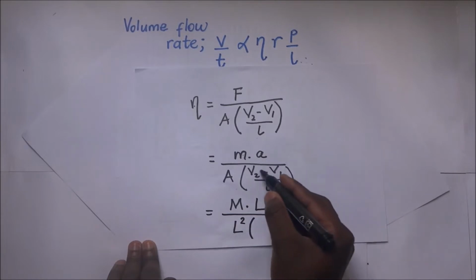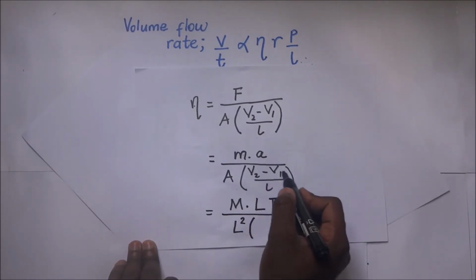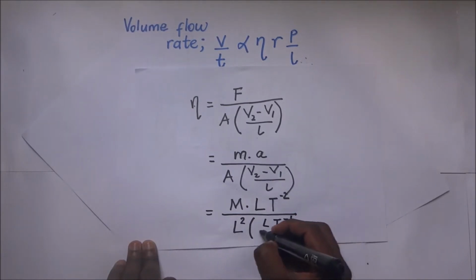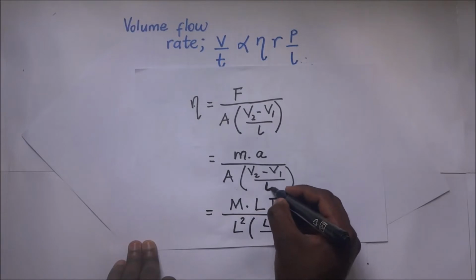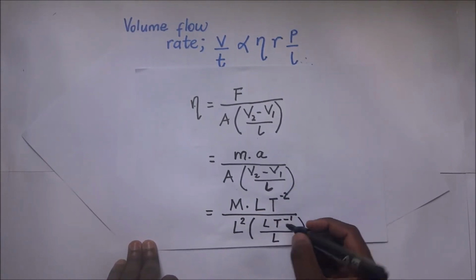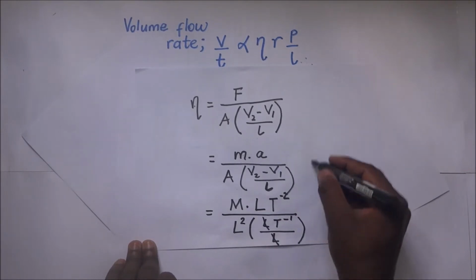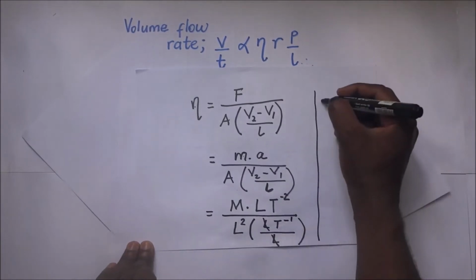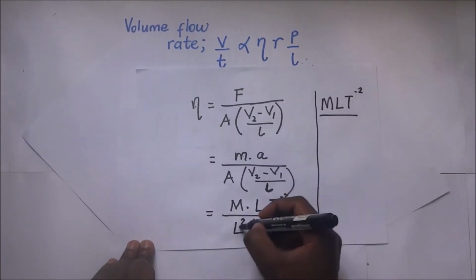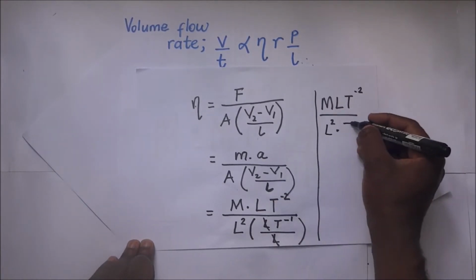Multiply that by the change in velocity, V2 minus V1, which gives us velocity. Velocity is LT to the power negative 1. Divide that by L. The length is L, like that. So we know that this L will go with that L, and then we shall end up here with M L T to the power negative 2, divided by L squared, multiplied by T to the power negative 1.